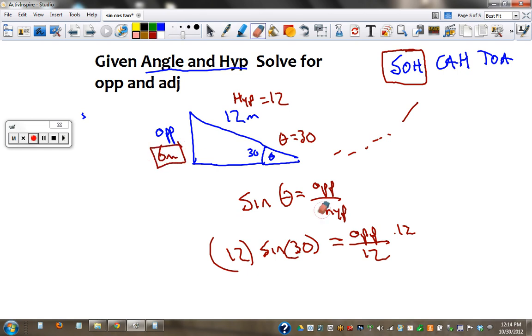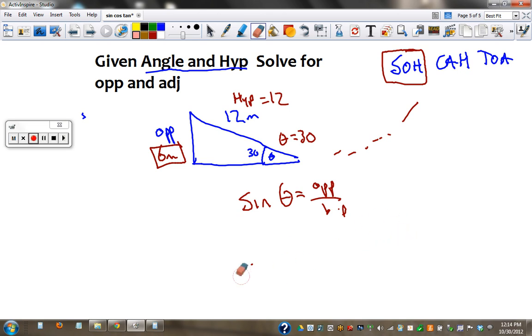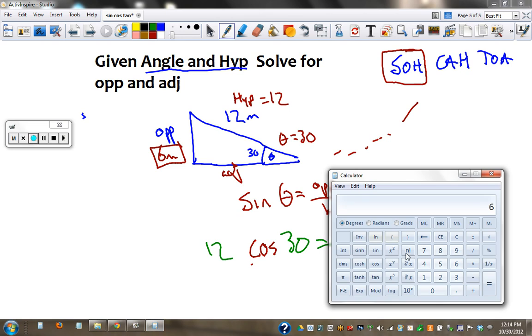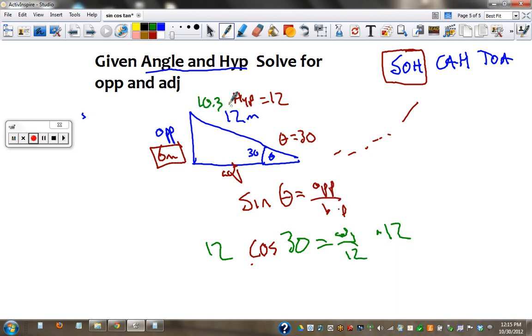Okay, now you try doing the cosine. Pause the video. Here's the answer. Cosine. So this will tell us the adjacent. We'll do a different color now. Cosine 30 equals adjacent over 12, times 12. 30 cosine times 12 equals 10.3. Oops.